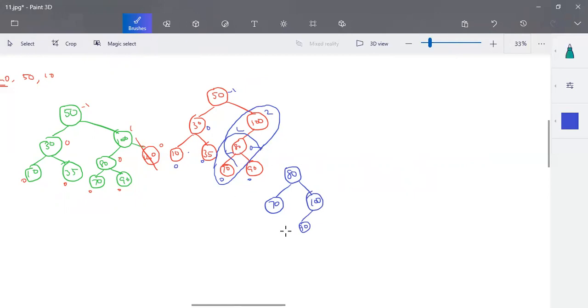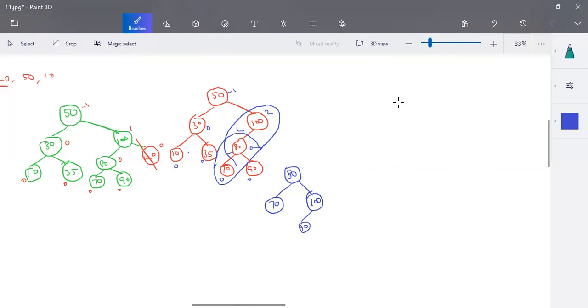And when you check the property of your binary search tree, it's satisfied. 80, 70 is less than 80, and it is there in the left subtree. And 100 is greater than 80, so it lies in the right side. And 90 is greater than 80, lesser than 100, so it is there in the right side of 80, but attached as the left child for 100. Okay, so this is the overall structure.